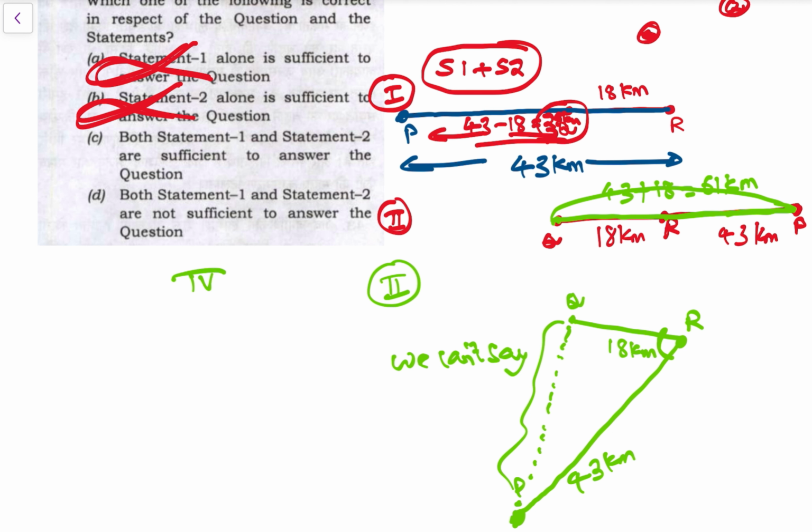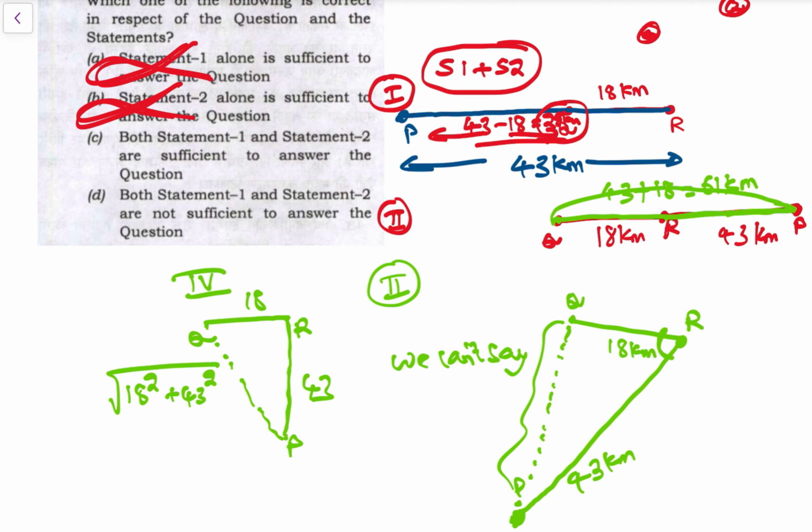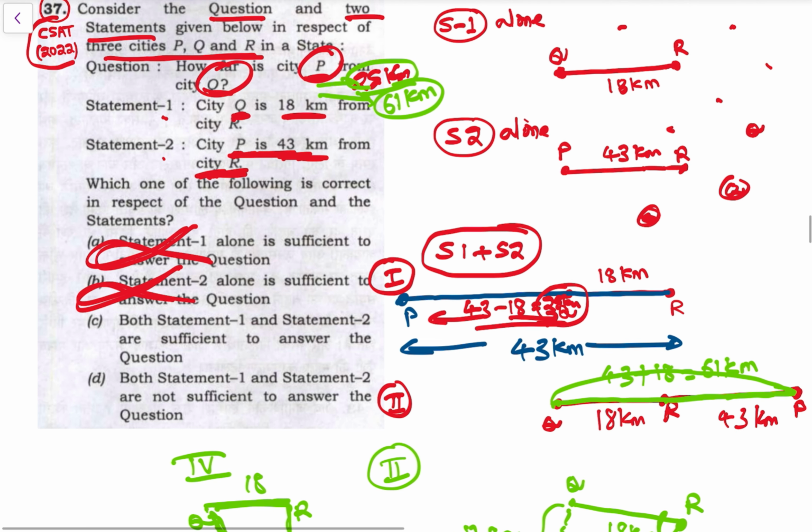That is one possibility. The fourth possibility is this: Q is here, R is here, and P can be at a right angle, 43. This is 18, so this would be the distance Q to P: the square root of 18 squared plus 43 squared. That could be their distance. So again we cannot say. It can be 25, 61, or by the Pythagoras theorem it can be anything else, any number.